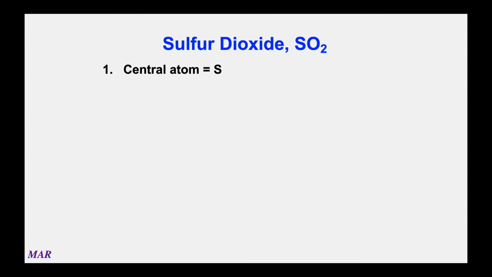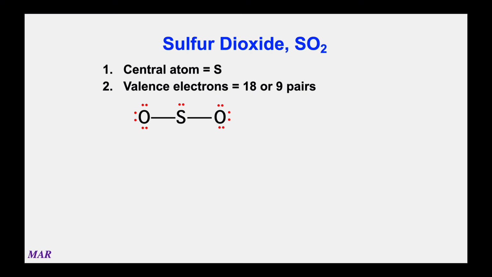Let's look at sulfur dioxide. Sulfur dioxide is 1 sulfur and 2 oxygens. Well, central atom, again, first one listed, sulfur, no problem. Oxygens will be on the outside. Valence electrons: both sulfur and oxygen are group 6, so 6 times essentially 3 is 18. Divide that by 2, 9 pairs.